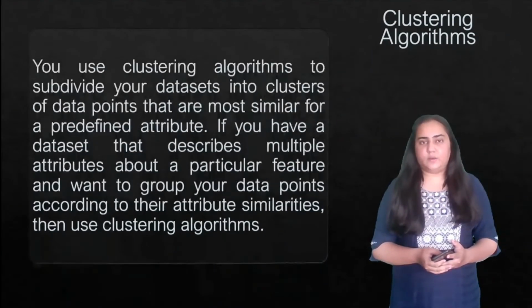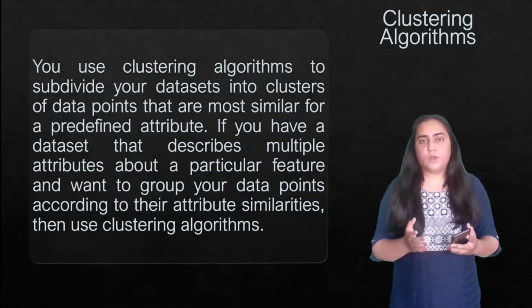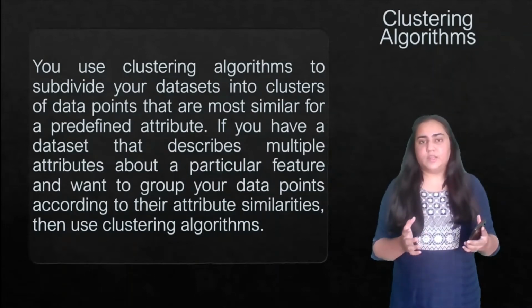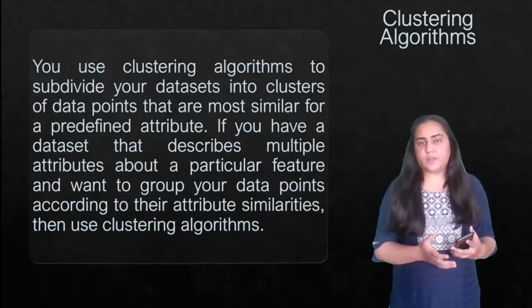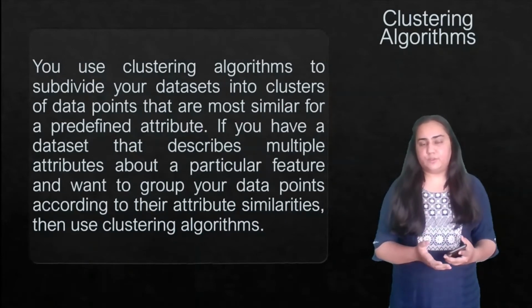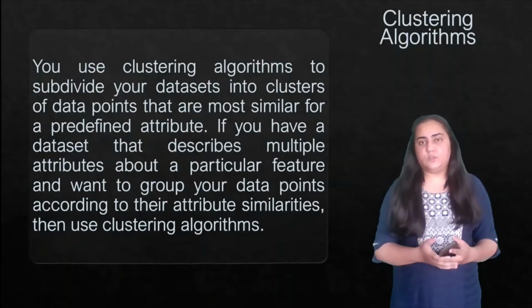Now, clustering algorithms are used to subdivide the data set into clusters of data points that are similar to each other. So they have some attribute which is similar, and due to that, they are divided or grouped together. And if you have a data set that describes multiple attributes about a particular feature and you want to group your data points according to their attribute similarities, then you should use clustering algorithms.